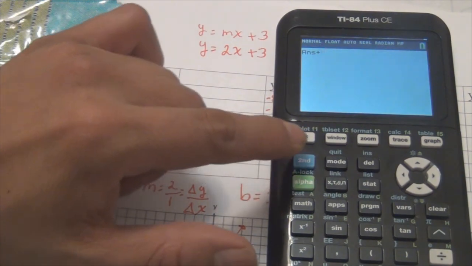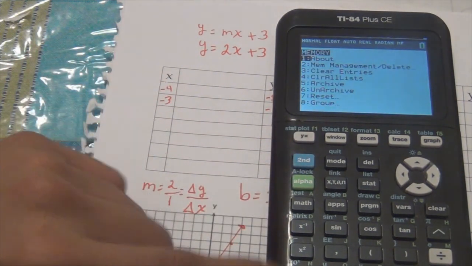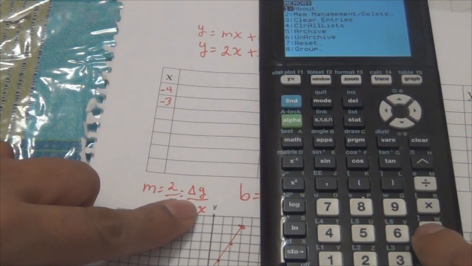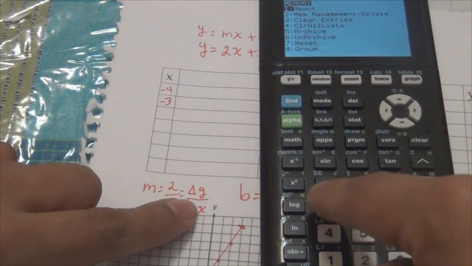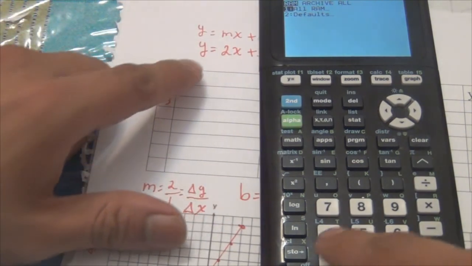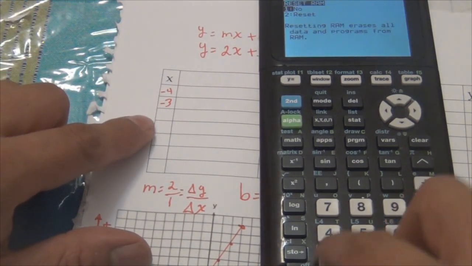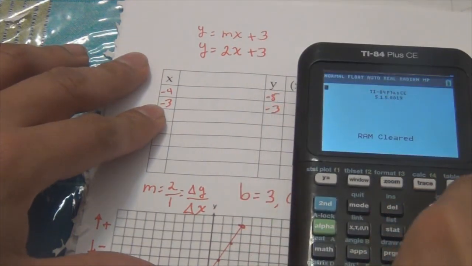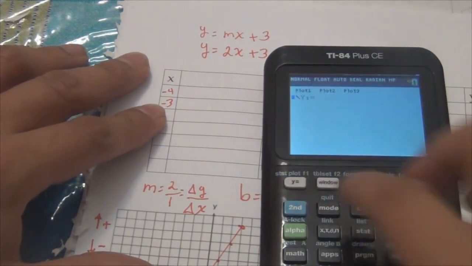Now, let me just reset this calculator. So you press second plus, okay, second and then the plus sign, then you press number 7, which is reset, then all RAM, and then yes, you want to reset? Of course, yes, I do. Okay, so now it's cleared, and now I can just show you again.